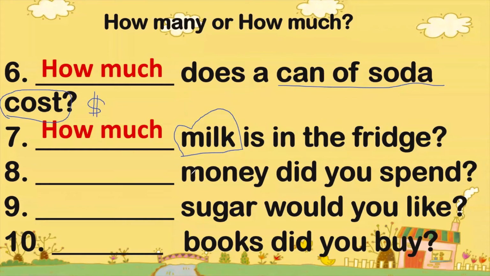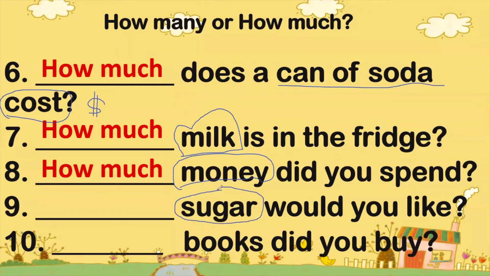Next one. Blank money did you spend? Let's talk about money. I told you if we are talking about money, we are going to use how much. How much money did you spend? Next, let's talk about number 9. Blank sugar would you like? Can you count sugar? No, you can't. Now, what are we going to use? How many or how much?